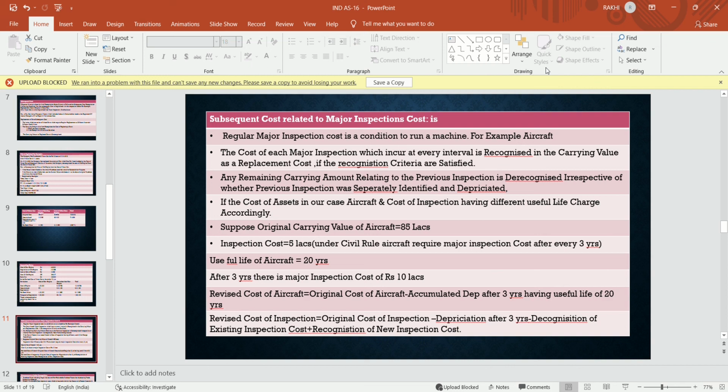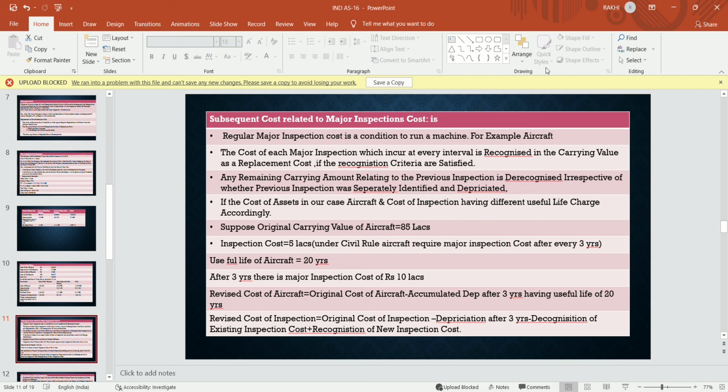So that cost is to be added to the respective asset, and the previous old inspection cost is to be de-recognized from that asset. And if there is a separate useful life of aircraft and inspection charge, then depreciation is to be charged according to the useful life of the asset. Means if the useful life of the aircraft is 10 years, then depreciation is charged on the cost of aircraft over 10 years, and if the useful life of inspection cost is 3 years, then it will be charged over 3 years only.